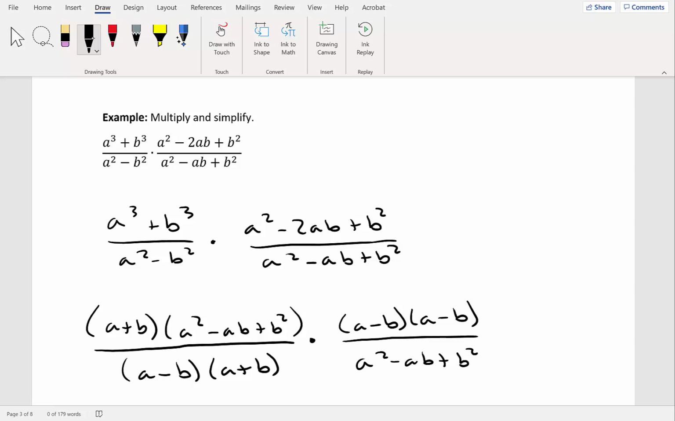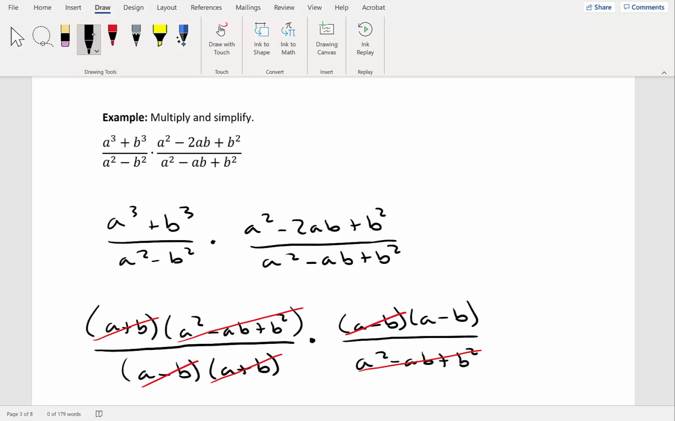So you just leave it alone. Now you take a look and see what they have in common. Well, one thing I noticed is they have an a minus b in common, so I could cancel those out. Now they have this whole a squared minus ab plus b squared. I could cancel those out with each other. And then I also have an a plus b in the numerator and an a plus b in the denominator, so I could cancel those out as well.